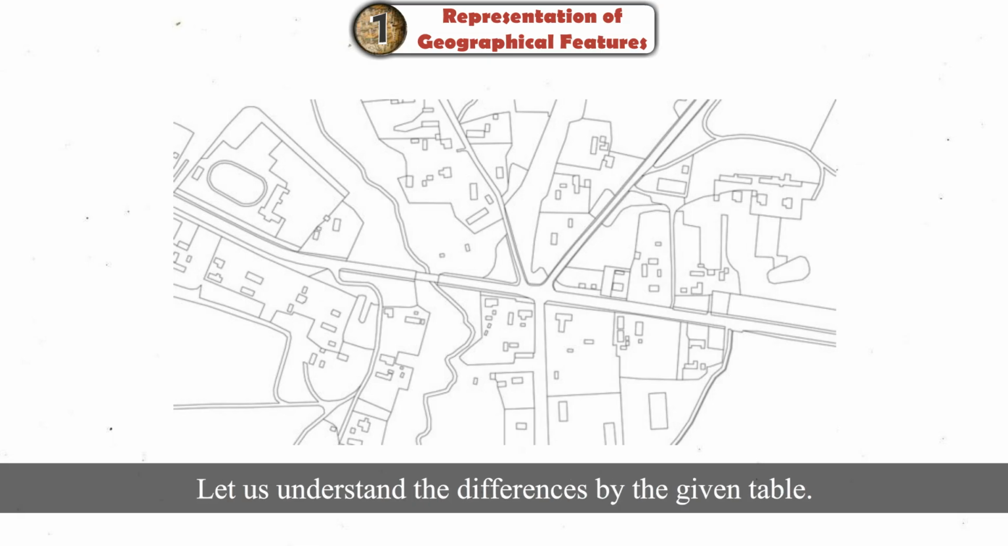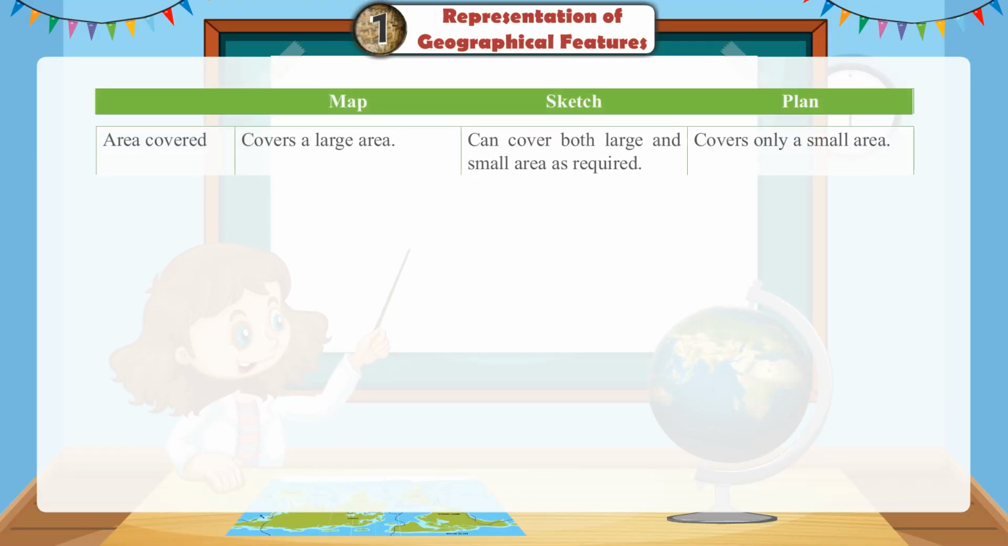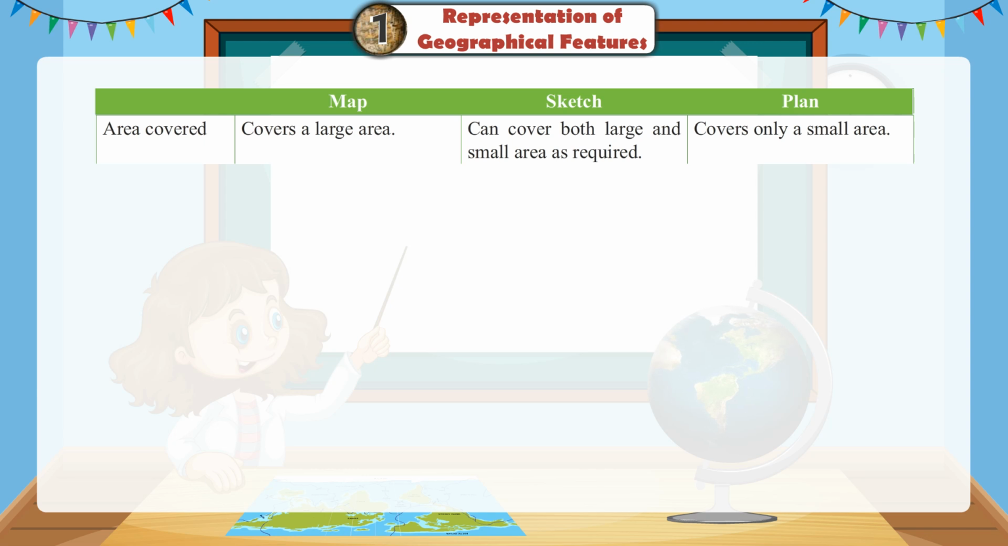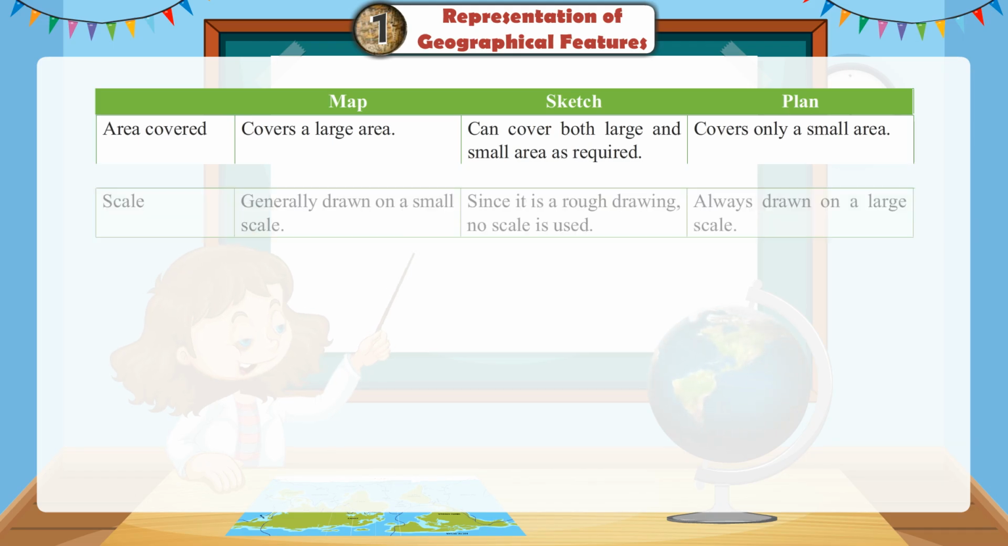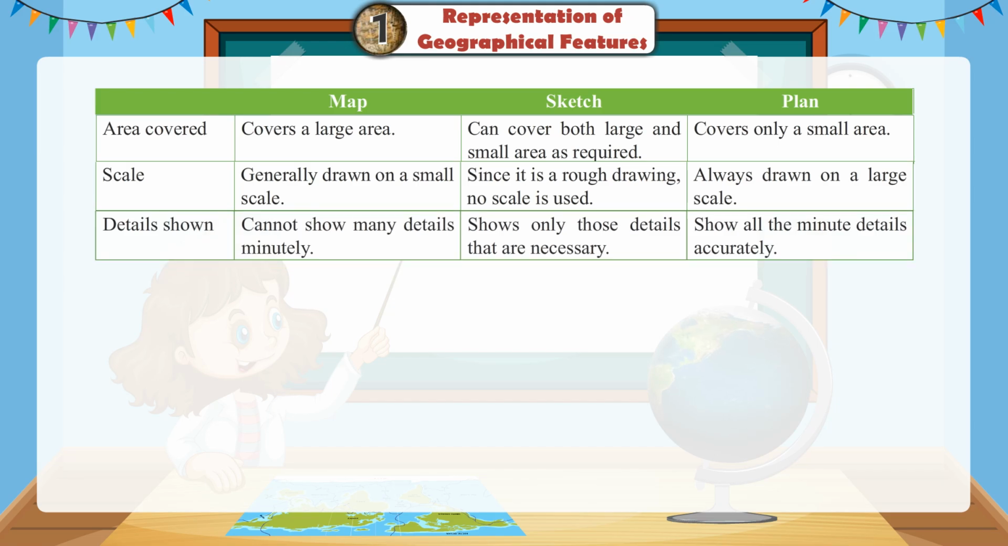Let us understand the differences by the given table. Map, sketch, plan. Area covered. A map covers a large area, and can cover both large and small areas as required. A sketch covers only a small area. Scale. A map is generally drawn on a small scale. Since a sketch is a rough drawing, no scale is used. A plan is always drawn on a large scale. Details shown. A map cannot show many details minutely. A sketch shows only those details that are necessary. A plan shows all the minute details accurately.